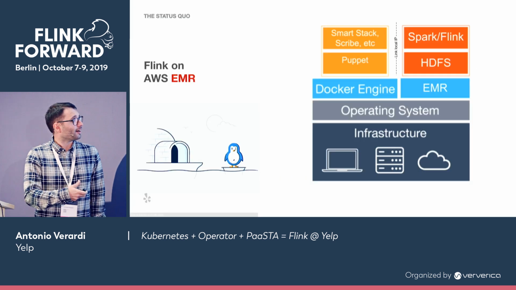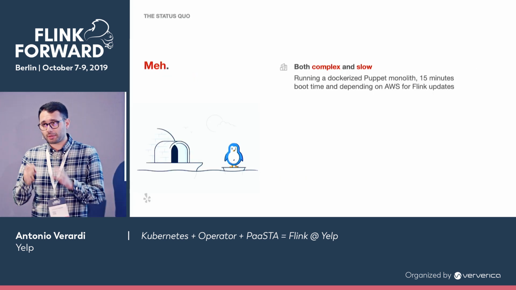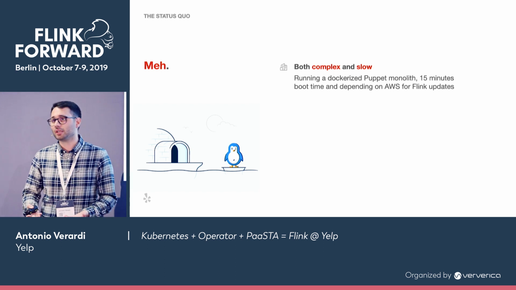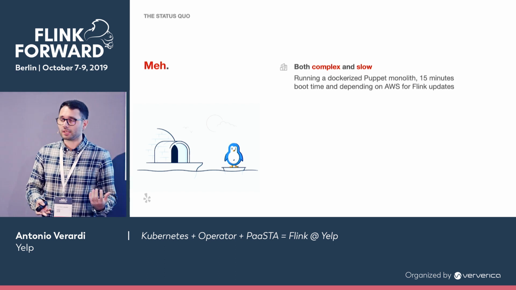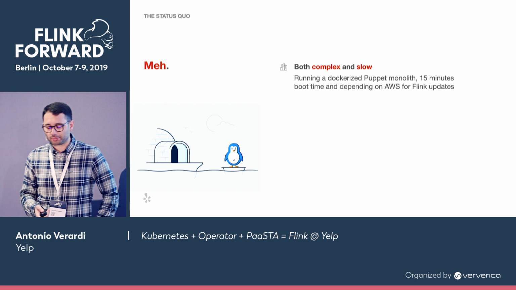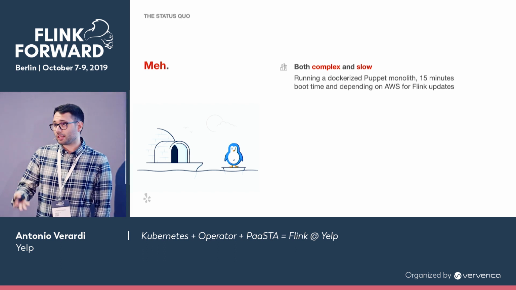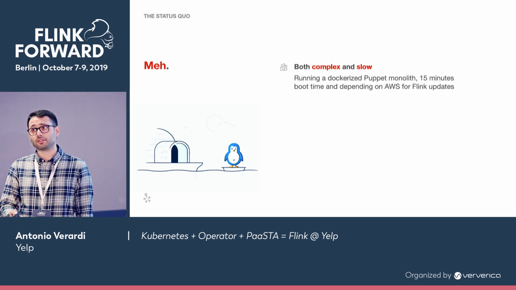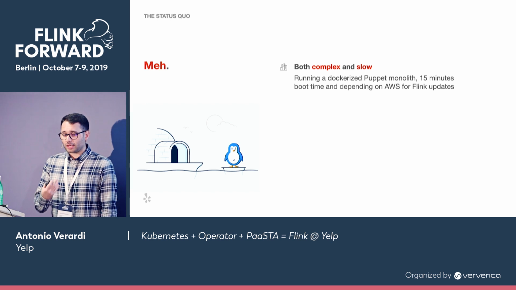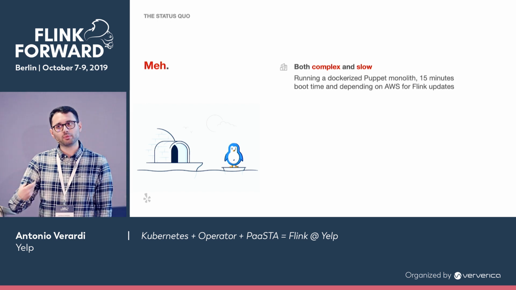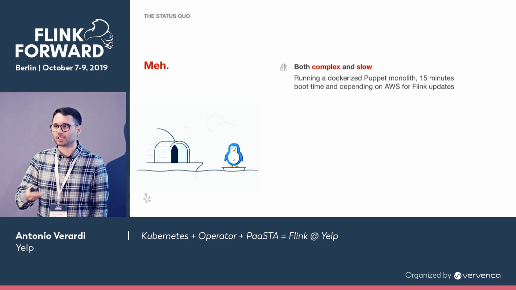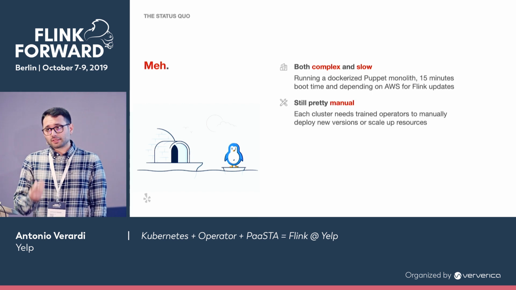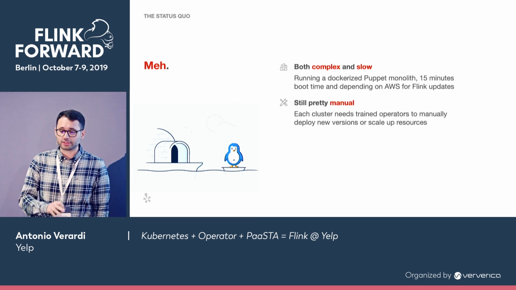Anyway, so as I mentioned before, running Puppet in a Dockerized environment is kind of complicated, especially because our usual AMIs or usual infrastructure runs Ubuntu, while EMR runs a customized AWS operating system. Another problem we had was a 15 minutes time for bootstrapping a cluster, which is an eternity in 2019. And another big issue was that AWS is kind of slow with Flink updates. Took a pretty good while to just get to Flink 1.6. So yeah, not ideal.